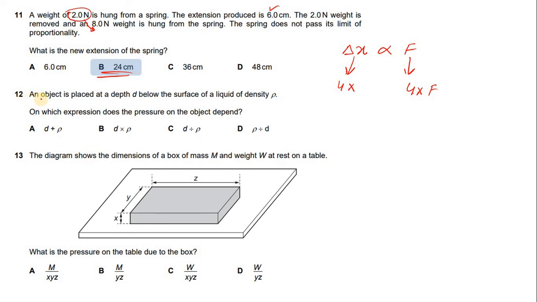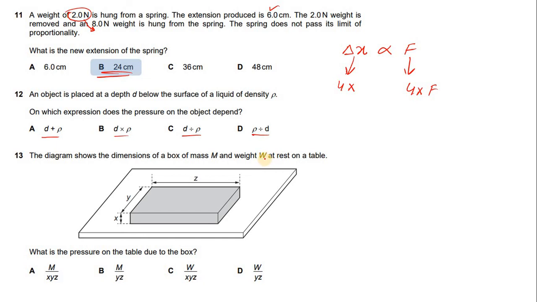Question number 12. An object is placed at the depth d below the surface of a liquid of density rho. On which expression does the pressure on the object depend? D plus rho, D into rho, D divided by rho, rho divided by D. So it's a straightforward, easy question.